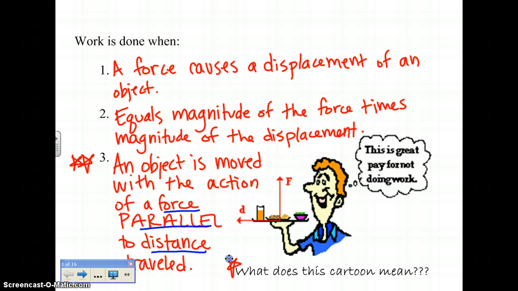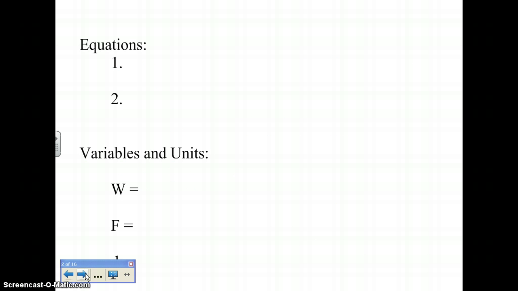Okay, so apply why they are saying that this is easy work, great pay for doing no work. Well, they're doing no work because your force is pushed up. You're pushing up on the tray, agreed? But you're traveling this way. So that would make them perpendicular to each other. Since they are perpendicular to each other, no work is being done. So you apply a force, the object has to move parallel to that direction. You'll see later that it could be either positive or negative. So I push towards the right, the object moves towards the left. That's cool. That's still going to be work.